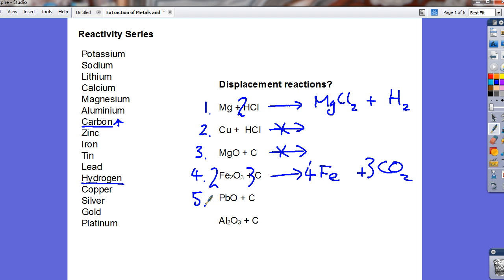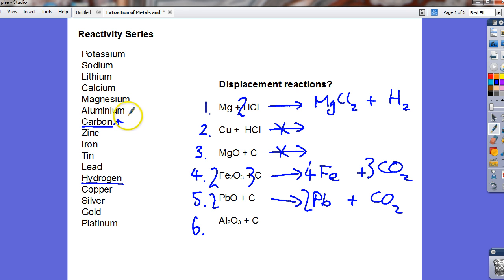Would it work with lead? Well, carbon is more reactive than lead, so carbon can come in and can kick the lead out. We form Pb, and the carbon then goes with the oxygen and we form CO2. Okay, now in order to balance that, just put 2's in there. And so we come to aluminium, a very, very useful metal. Can carbon extract aluminium from its ore?